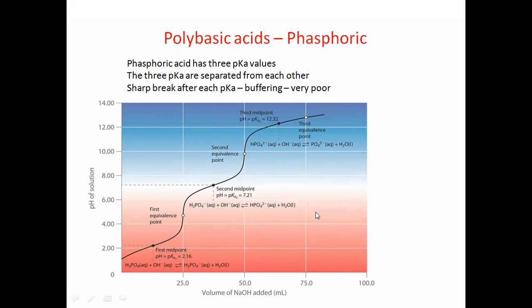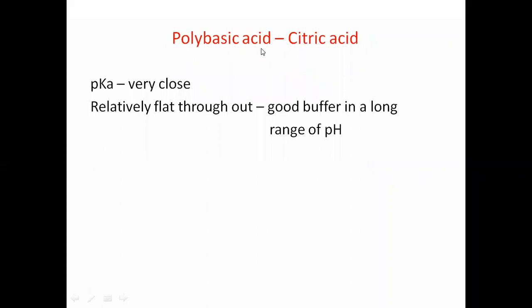Similarly, another polybasic acid is citric acid, and citric acid also shows several pKa values. Actually, I do not have that graph at present. I will be showing you at a later stage.